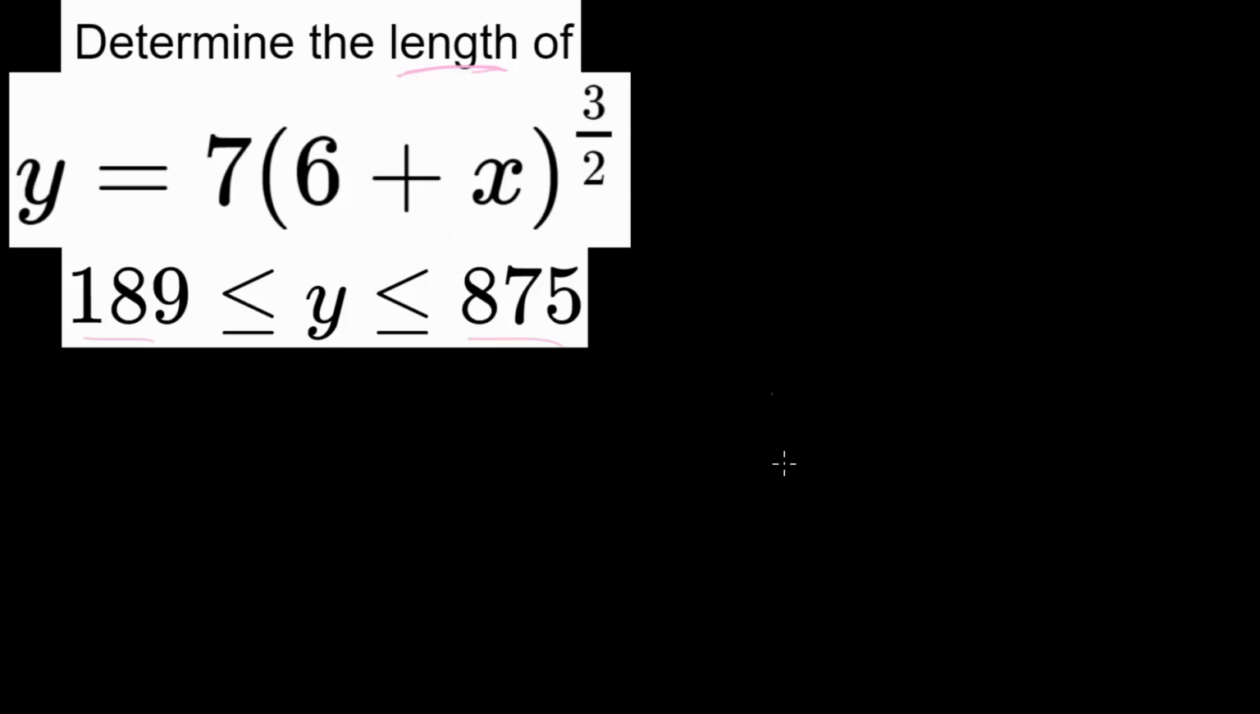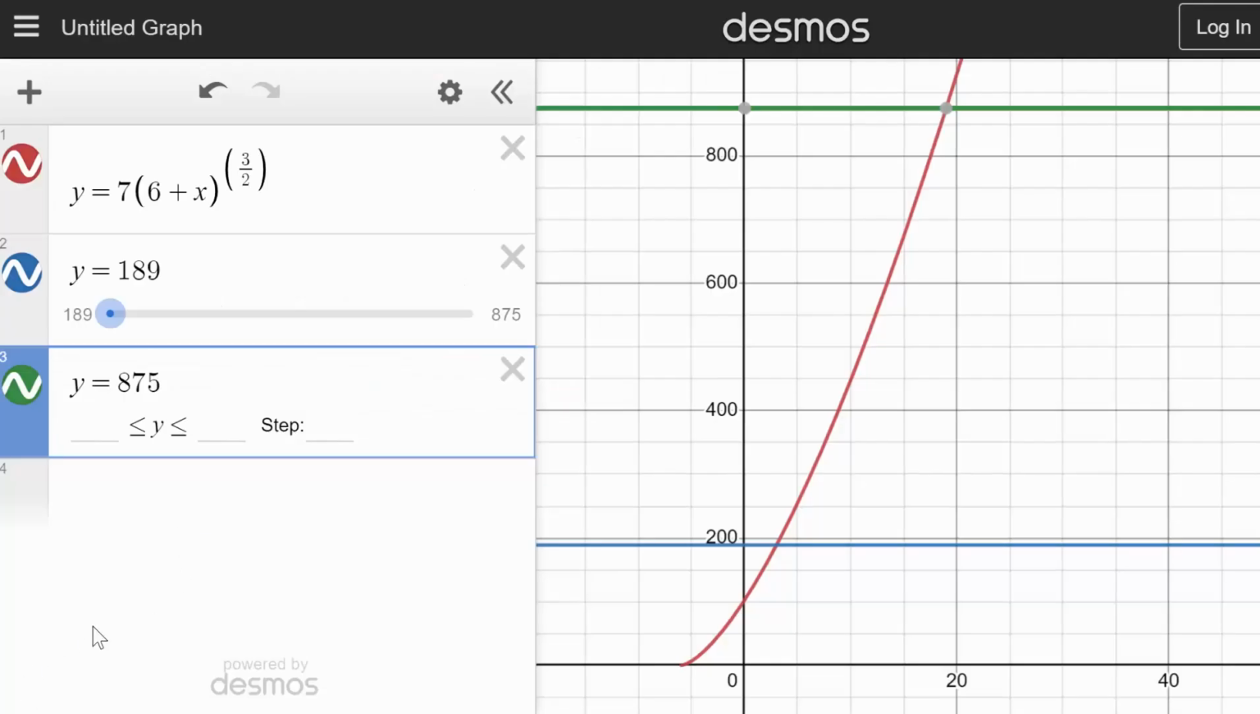I just quickly plotted this curve. And we can see the curve here in red. And we can see the lower bound, that's in blue, at y is equal to 189. And the upper bound is this green line, y is equal to 875. So our concern in this problem is to find the length of this curve between the blue and green lines. So this will just give us a visual for exactly what we're trying to find. But let's go back to the blackboard and we can start working through this.